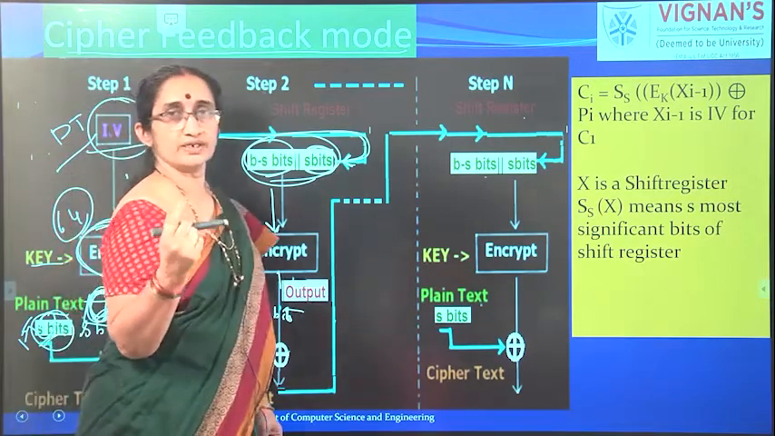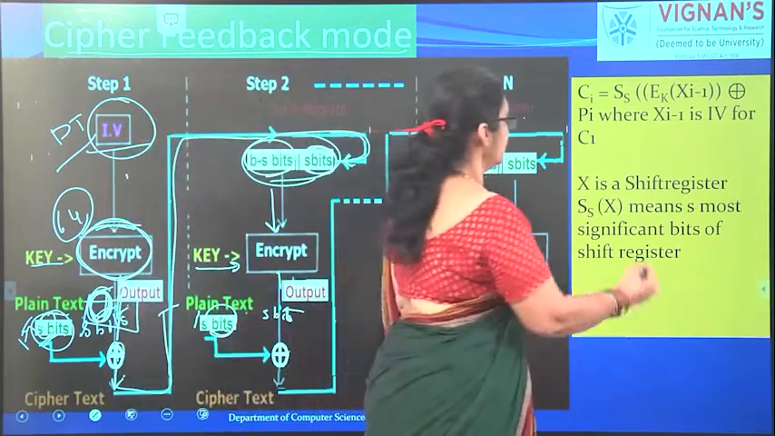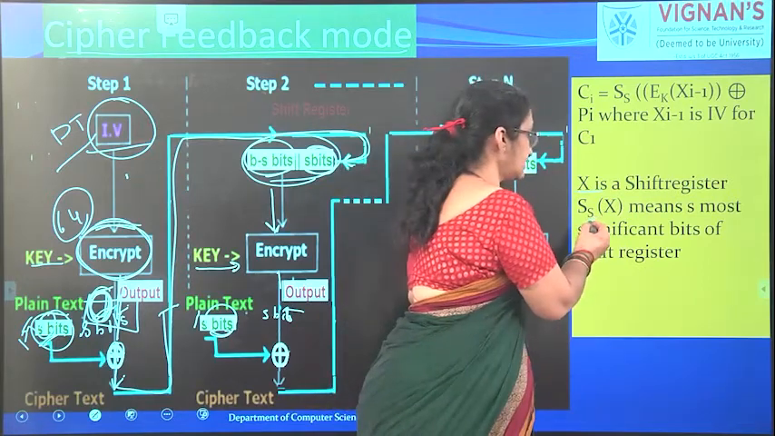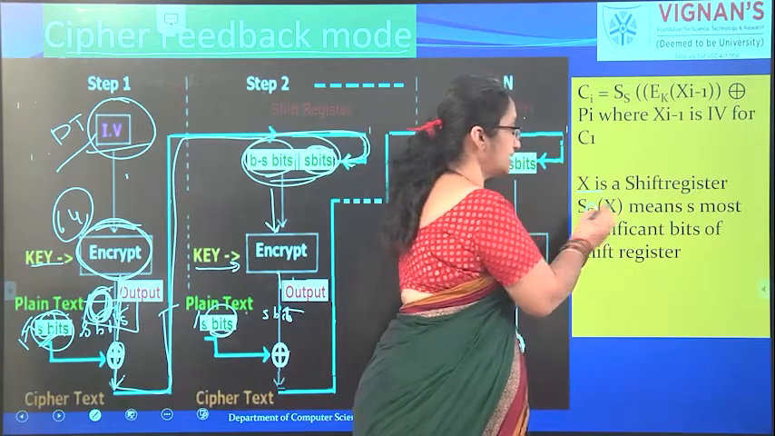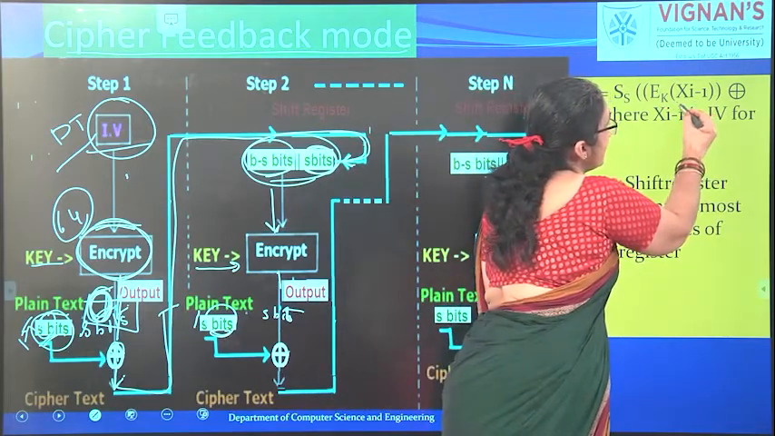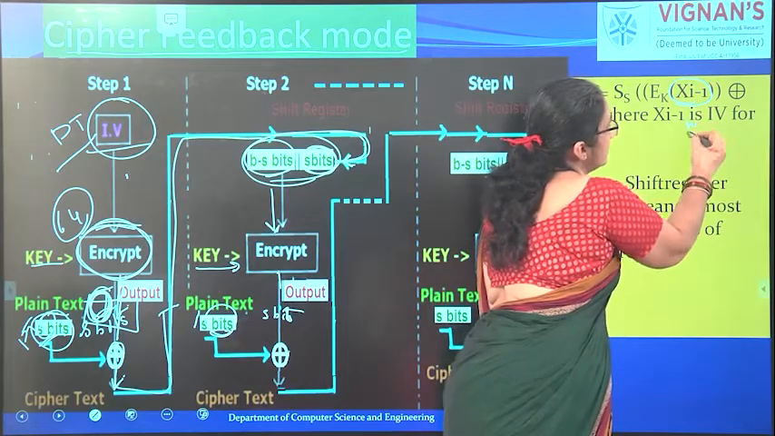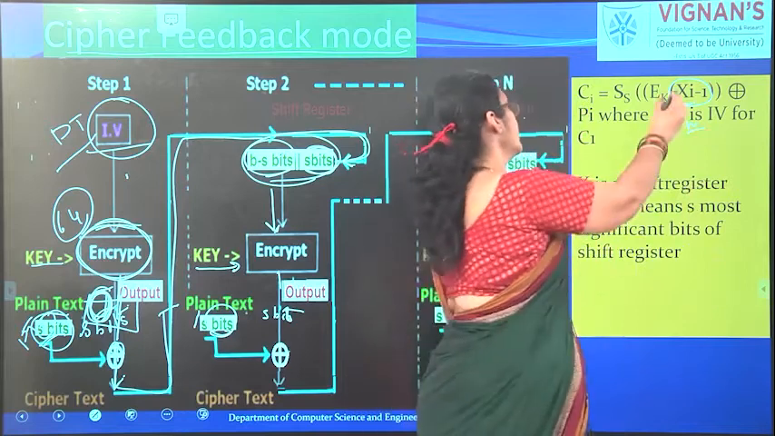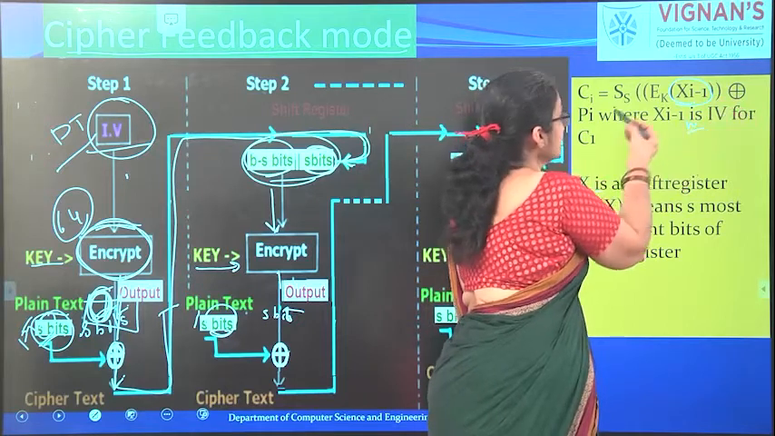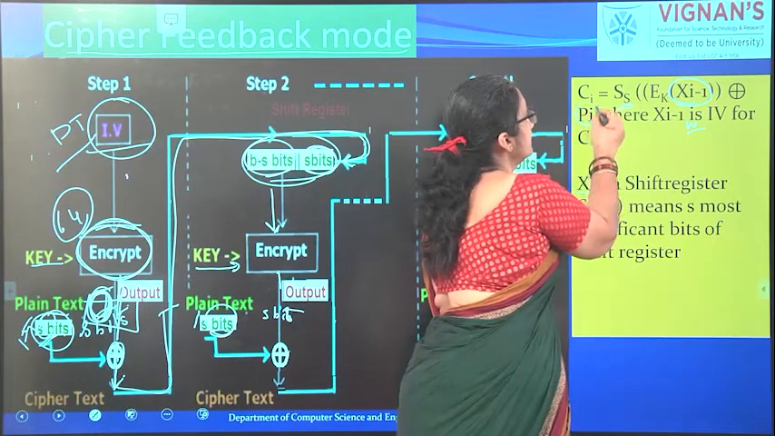If you want to use a smaller number of bits, you can consider this as a stream cipher. So, let us see the notation. Here we are representing X as the shift register and S of X is the most significant bits of the shift register. Initially it is the initialization vector. You are encrypting the initialization vector with the key, taking only S bits of the output, and XORing it with the plain text to get the cipher text.